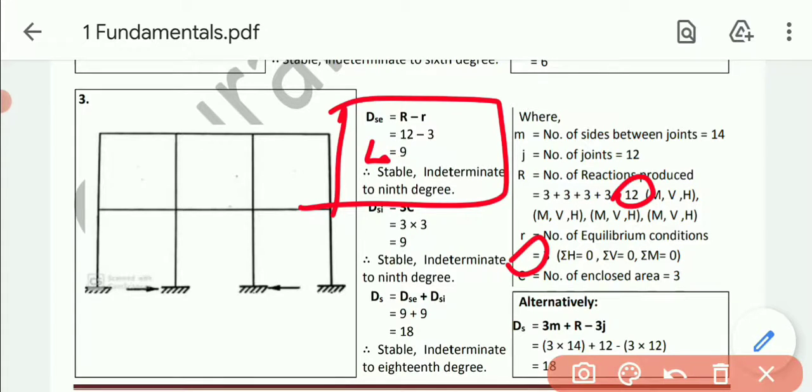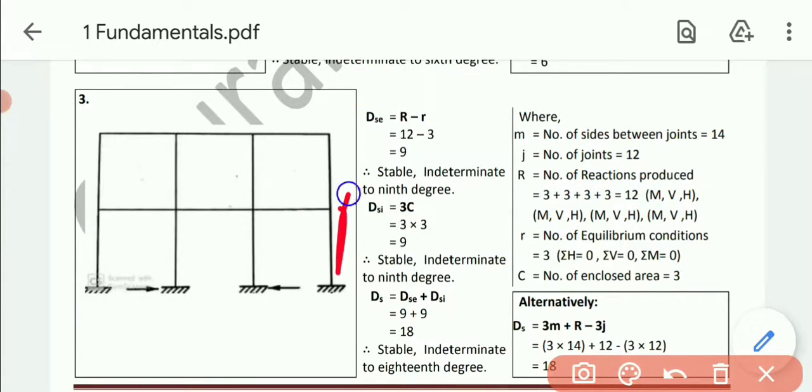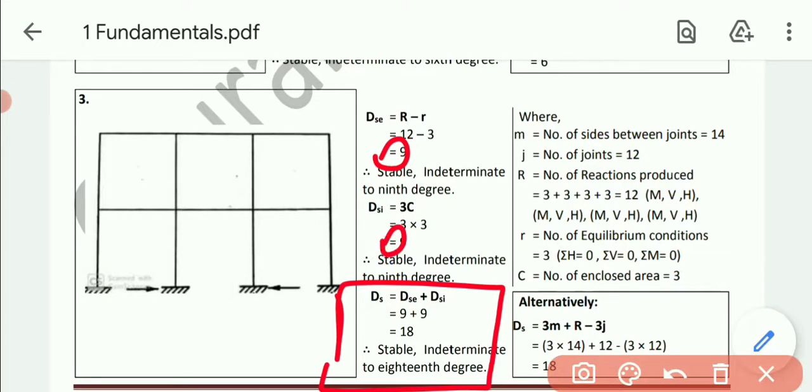So stable and indeterminate to 9th degree. DSI, 3 times C, C is 3, 3 times 3, answer comes 9. So stable and indeterminate to 9th degree once again. Finally DS, DSE plus DSI, 9 plus 9, so ultimately it will be 18, stable and indeterminate to 18th degree.